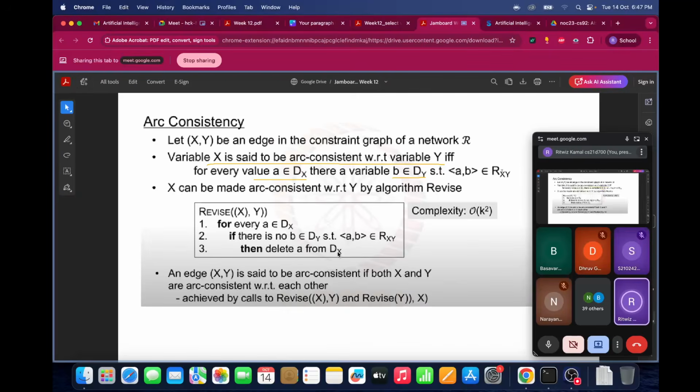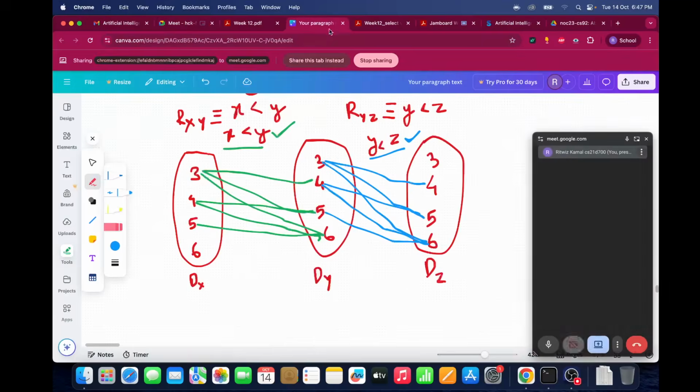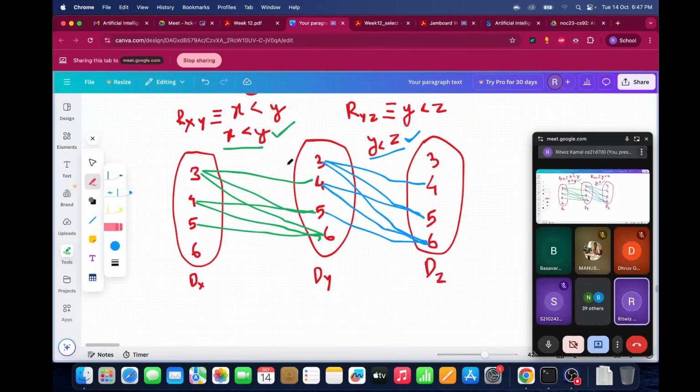If we do the y to x direction, then we would be removing elements from whose domain set. Okay, let me try to show you through this figure that we had drawn. So what the revise algorithm is telling us is, we will have a look at, so revise x to y.